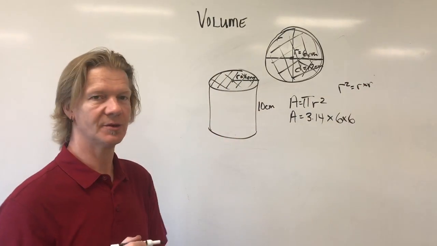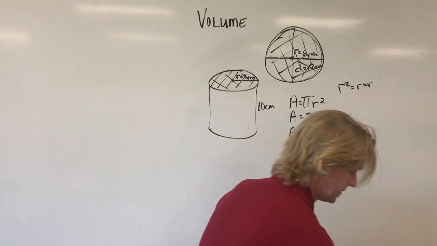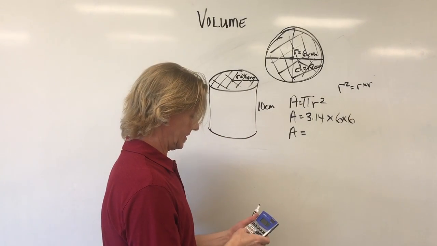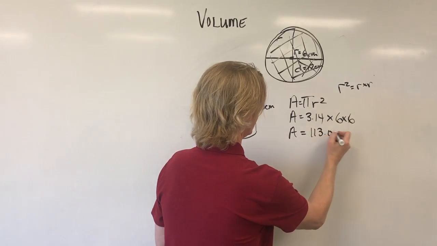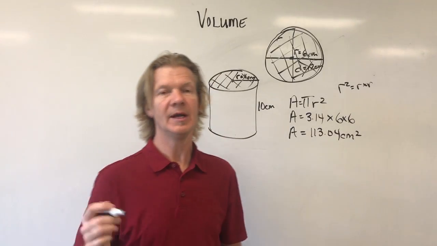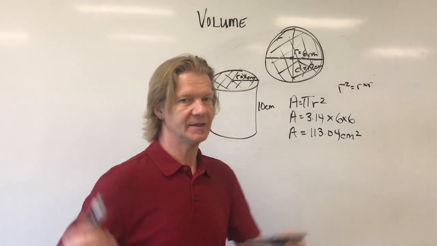Hopefully I'm not going off the screen over there. Now I will need a calculator here, because I don't know what that is on the top of my head. 3.14 times 6 times 6 is 113.04 centimeters squared, or meters squared, or in the case of some of our previous examples, inches squared, or yards squared, or whatever. It's some type of unit squared.